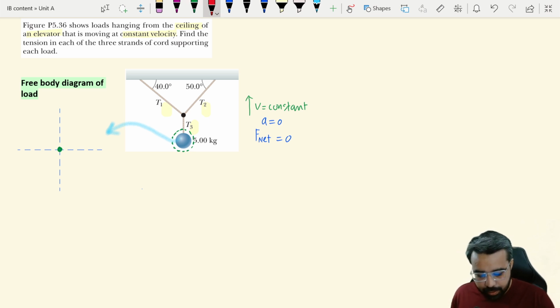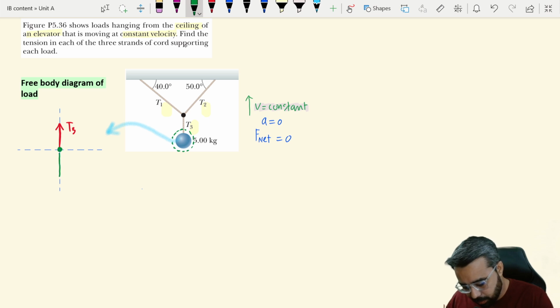So as we have already seen that it is moving with constant velocity, the whole system, which means all the forces are balanced. So as you see in this diagram, this is a force that is applied on this load, and it is written in this diagram as T3, the tension in this third cord. Okay, whereas which force is balancing it? The force which is balancing is mg.